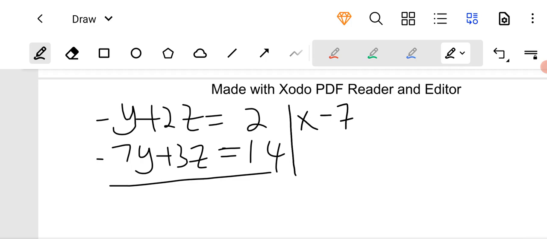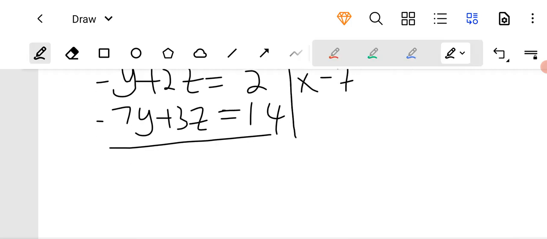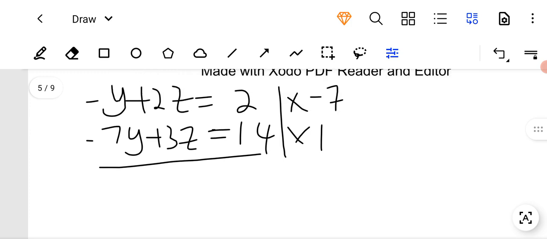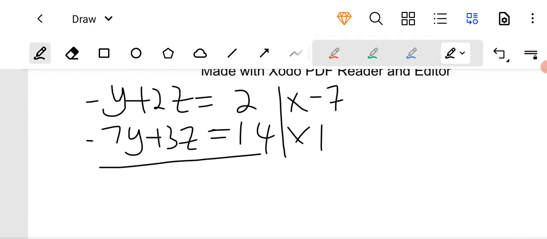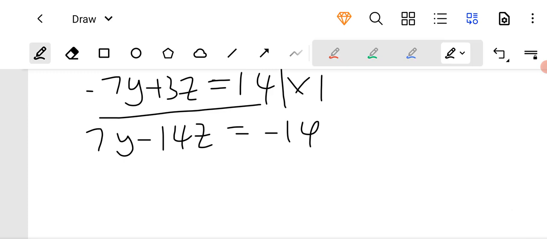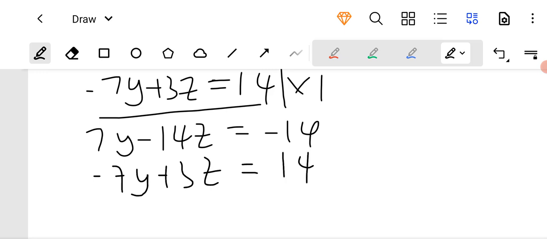So negative 7 there, multiply the top by negative 7, the bottom by positive 1. It will become positive 7y minus 14z now, is equal to a negative 14. Then this one just maintains how it is, negative 7y plus 3z is equal to 14.